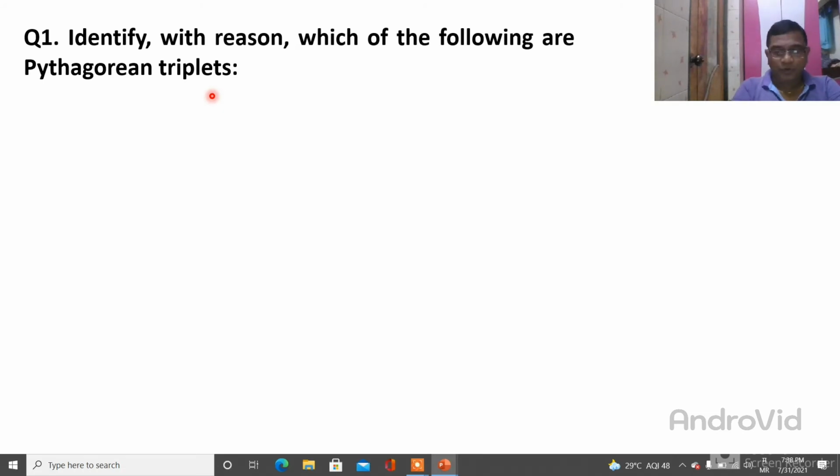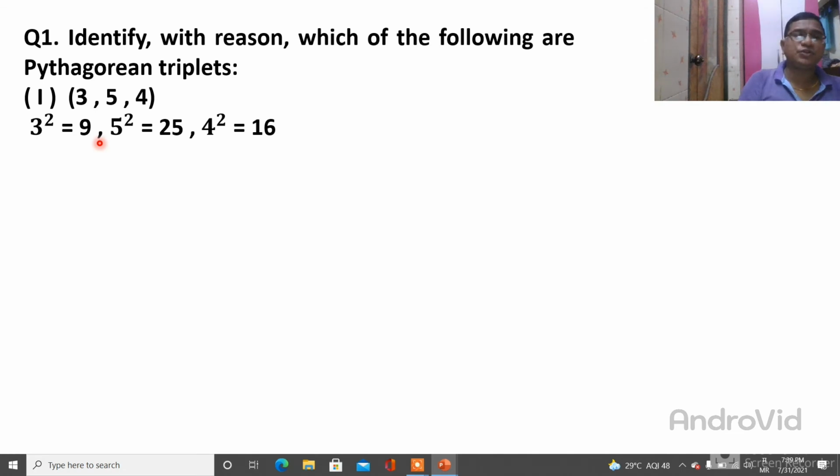Are you understanding? So see the first one: 3, 5 and 4. How many numbers are there? 3 numbers. Which are they? 3, 5 and 4. Which number is the largest, my students? 5. So 5 square should be equal to 3 square plus 4 square. If that is possible, then it is a triplet. First I write the squares: 3 square is 9, 5 square is 25, 4 square is 16.